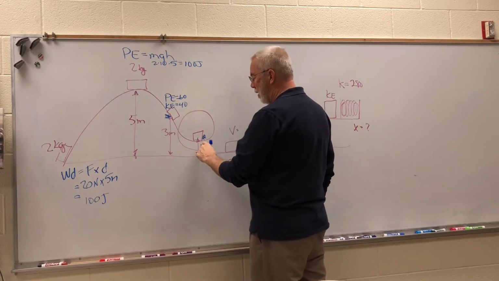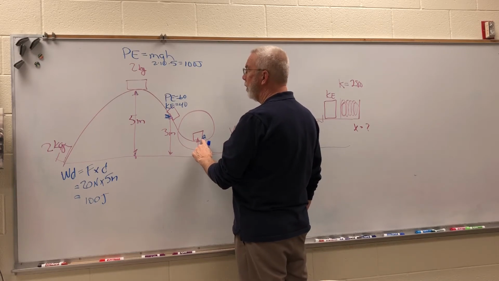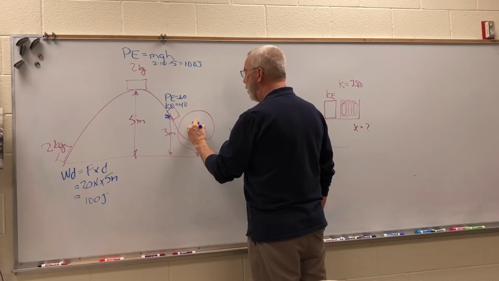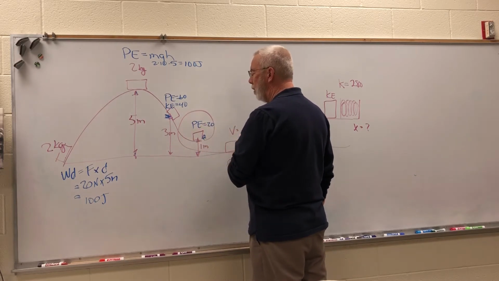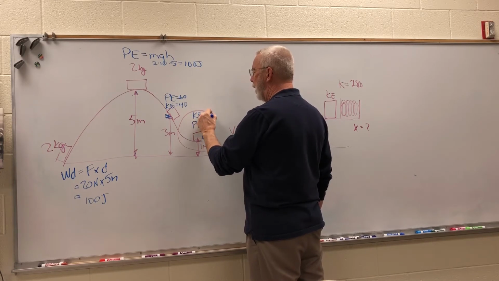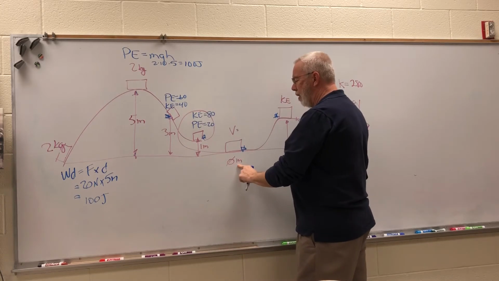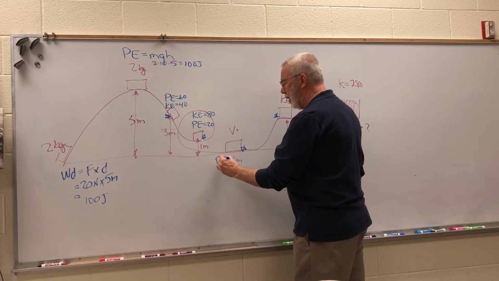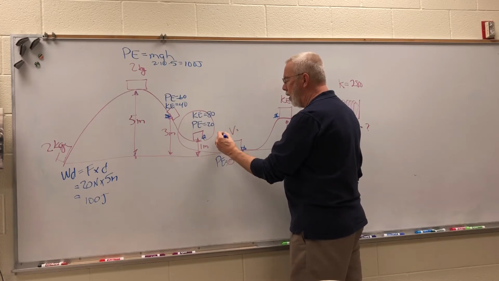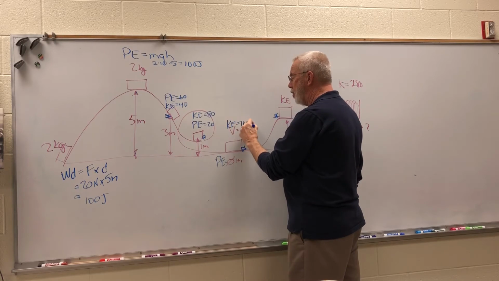Here, you've got the box only 1 meter above the ground, so it's going to be 2 times 10 times 1. So the potential energy right here is equal to 20, which means that the kinetic energy is equal to 80. Right here, the height is 0, so the potential energy is equal to 0. So the kinetic energy right here is equal to 100 joules.